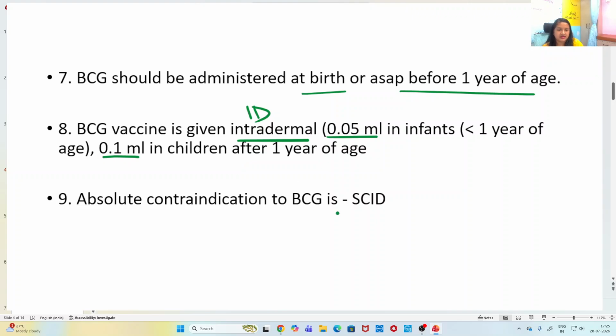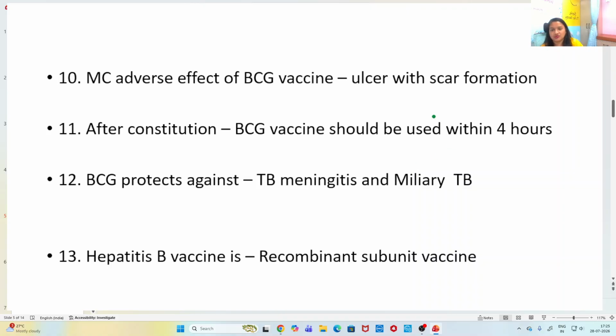Absolute contraindication to BCG is severe combined immunodeficiency, again because it is a live attenuated vaccine. Most common adverse effect of BCG vaccine is ulcer with scar formation. After constitution, BCG vaccine should be used within 4 hours. BCG protects against TB meningitis and miliary TB, which are severe forms of the disease, but it does not reliably protect against pulmonary TB, especially in adults and adolescents.